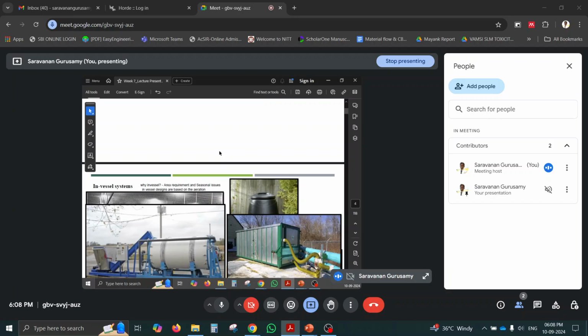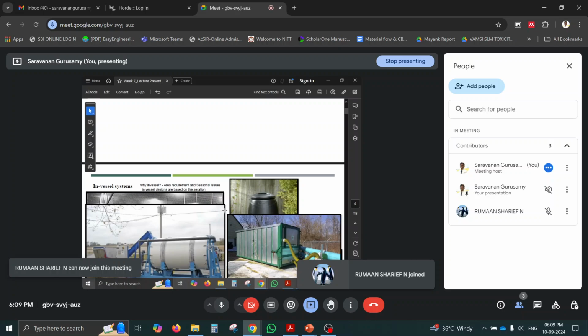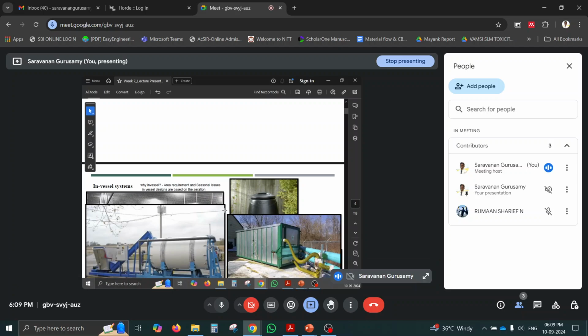Because the area required for open composting will be huge, and in countries with cold regions, we can't adopt this type of open composting system because of weather conditions like winter and the rainy season, where composting cannot be done. So in-vessel composting will be secure, and it will reduce the land area. Also, the process will be much quicker. So that is what we are going to discuss in in-vessel composting. Open composting has some disadvantages like area requirement and seasonal issues that we are going to handle with in-vessel composting systems.